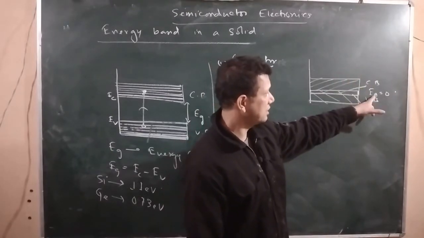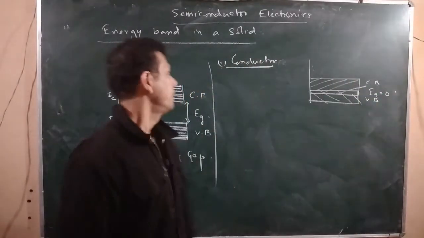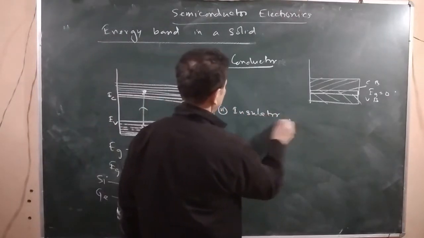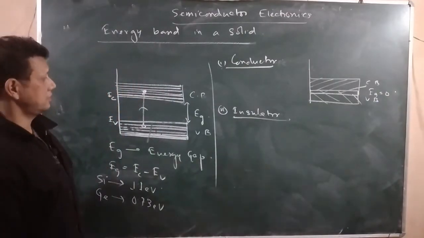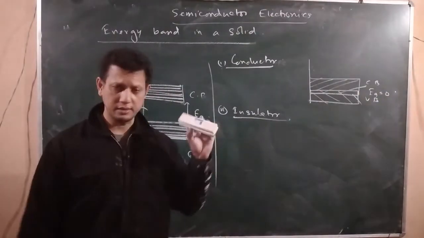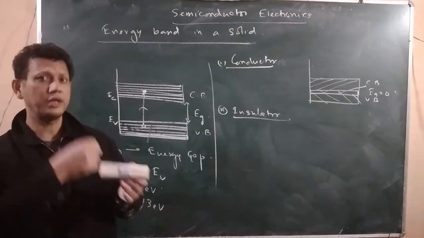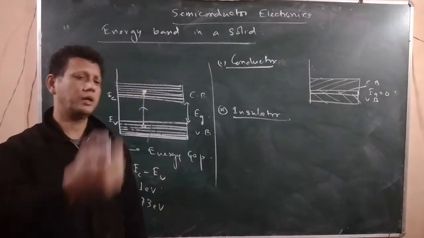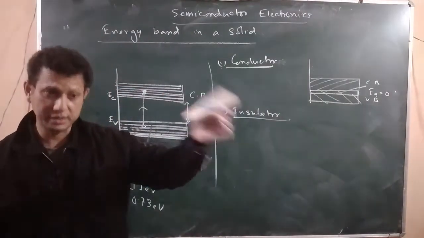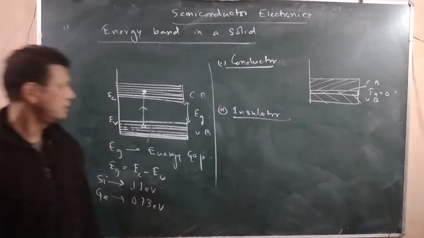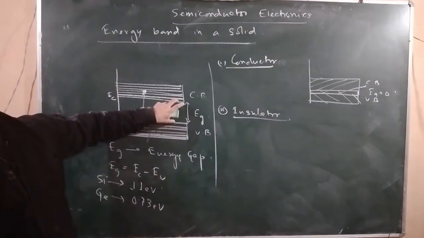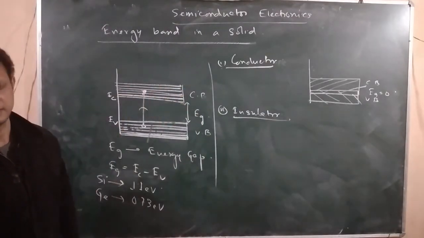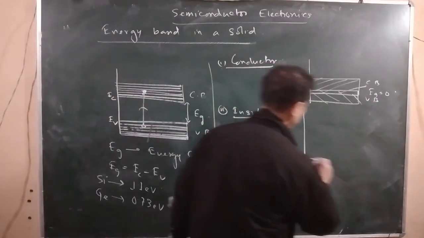Now number two, in case of an insulator. If I take an insulator material, it is very much difficult in case of an insulator to free a valence electron. In an insulator material a lot of energy is required, which means the energy gap should be very large. So if I draw the energy band diagram, what will it be?